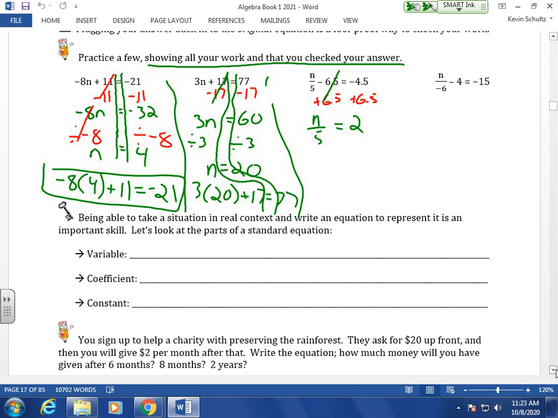Second step, bring us home. Multiply both sides by 5. Yeah, in this case, since we're dividing n by 5, the opposite of that is multiplying n by 5. They cancel out, and n equals 10. And of course, your check afterward.